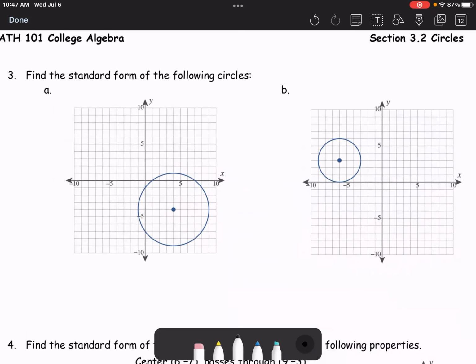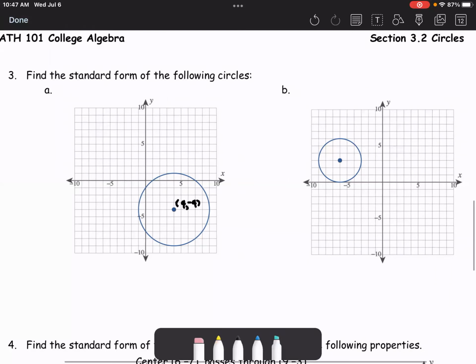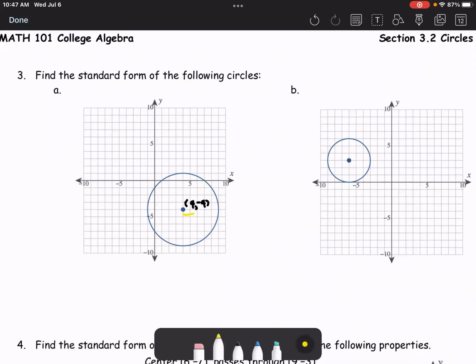For this example, we're gonna find the standard form of the following circles based on the graph. In part A, the graph, the center is at the point 4, negative 4, and the radius is 1, 2, 3, 4, 5. The radius is 5.